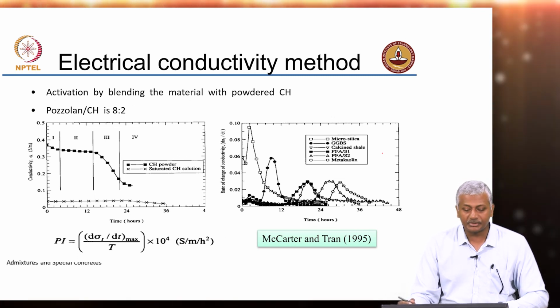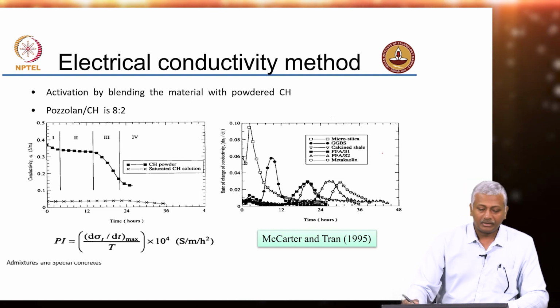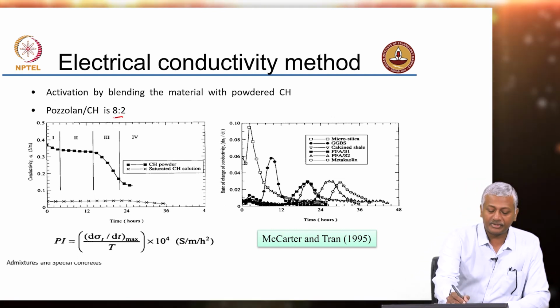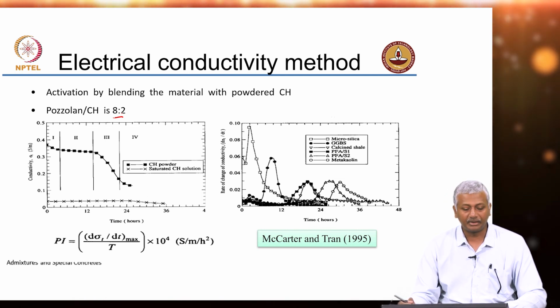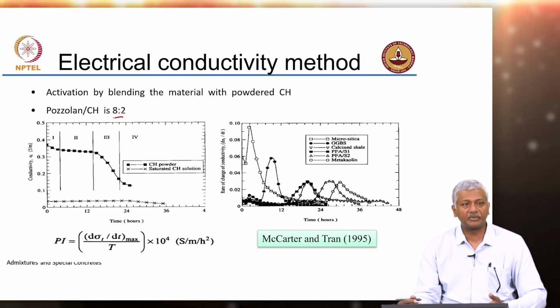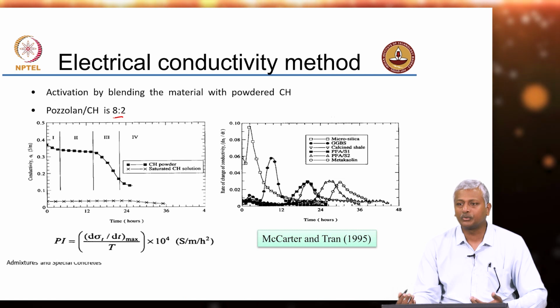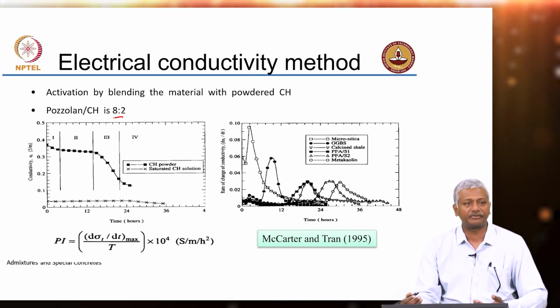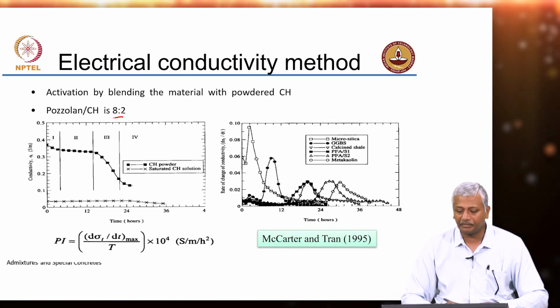So, electrical conductivity method. Here what you do is you blend the material with powdered calcium hydroxide. The pozzolanic material to calcium hydroxide ratio is 8:2, or 80 to 20% if you will. And you prepare then a mixture with different amounts of water, and what you are simply trying to do is measure the electrical conductivity of the system. Why will that help? Why will the measurement of electrical conductivity help?